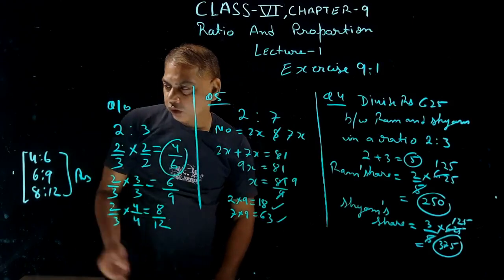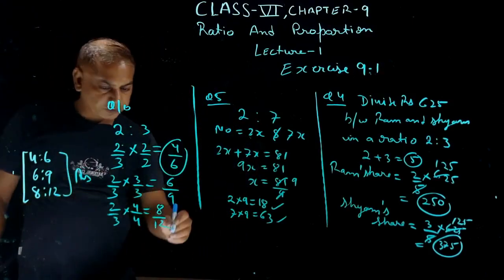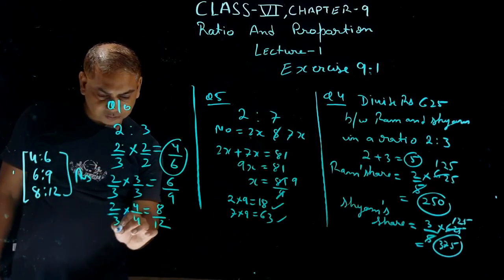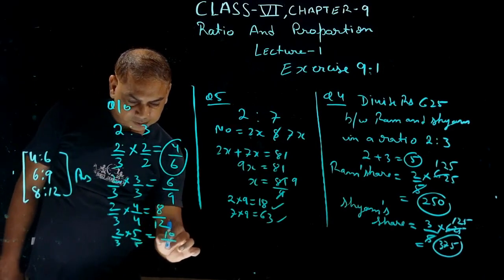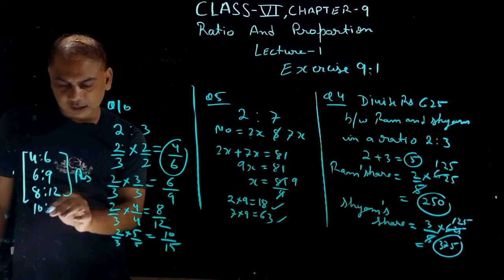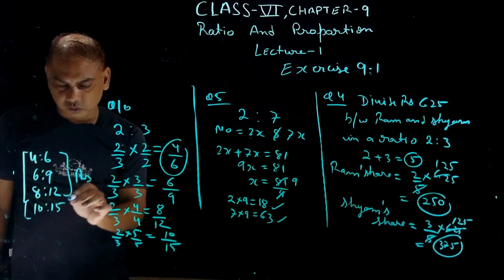Okay, you have to find out the fourth. I have done 3. One more you have to find out. So multiply by 5. 10 upon 15. So 10:15 is your fourth one.